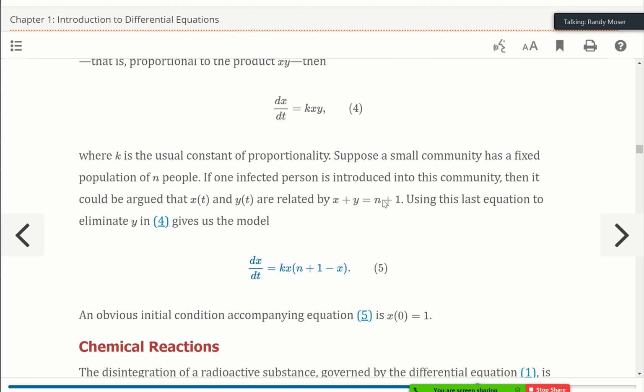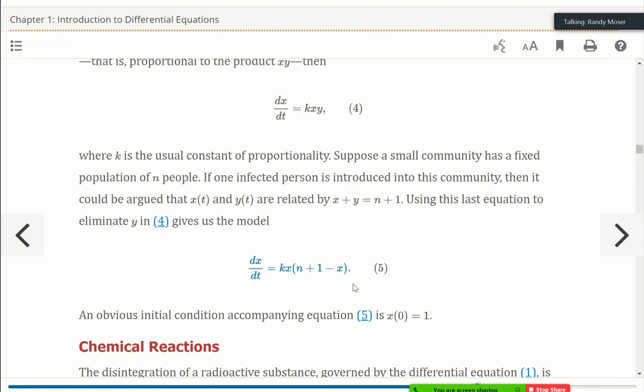We can argue that the number of people that are infected plus the number of people that are not infected is going to be equal to the total amount, which is n plus 1. This relationship gives us an equation where we can solve for y: just take the x to the other side, and we would get that y equals n plus 1 minus x.